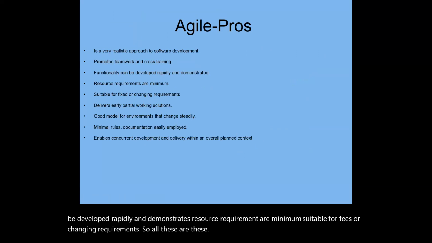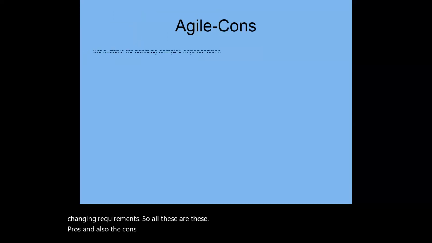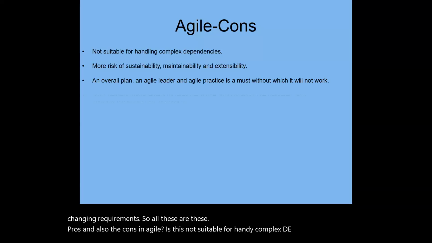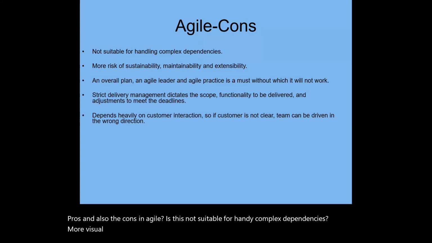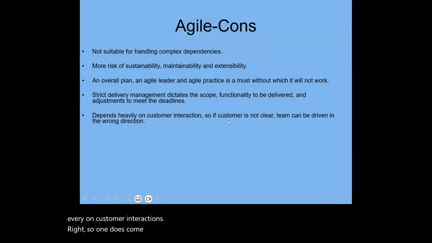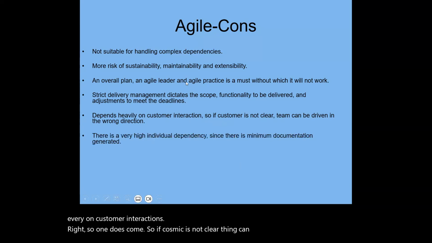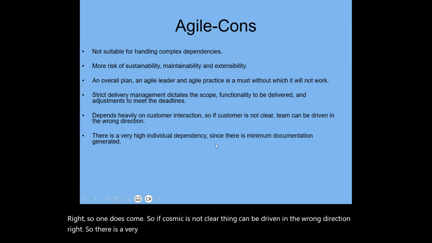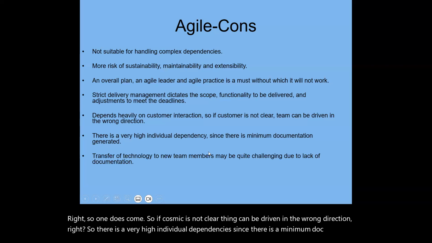And also the cons in Agile are this: not suitable for handling complex dependencies, more risk for sustainability and maintainability of the software, and it depends heavily on customer interactions. All right, so that is one of those cons. If the customer is not clear, things can be driven in the wrong direction. There is also a very high individual dependency since minimal documentation is generated. So these are some of the cons in Agile.